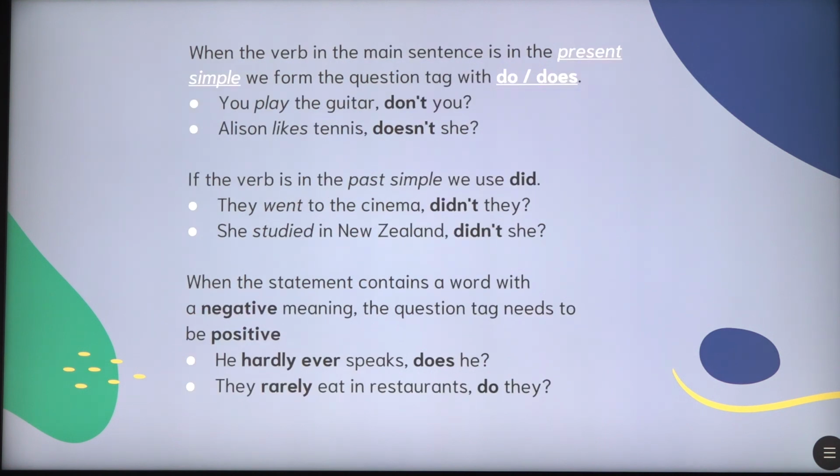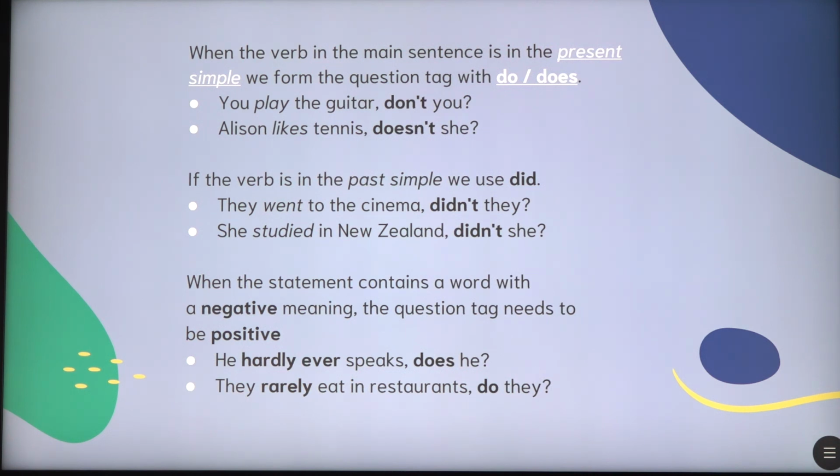Furthermore, if the verb in the main sentence is in the present simple, we form the question tag with do or does, and it also depends on the person which we use. You play the guitar, don't you? Alison likes tennis, doesn't she? If the verb is in the past simple, we use did. They went to the cinema, didn't they? She studied in New Zealand, didn't she?